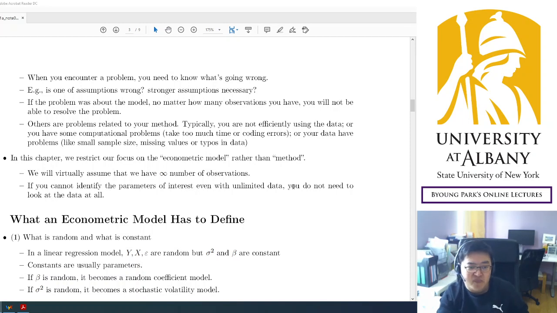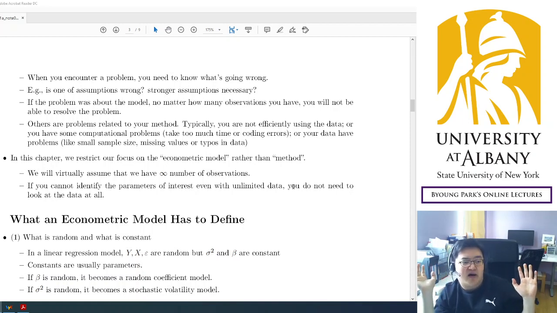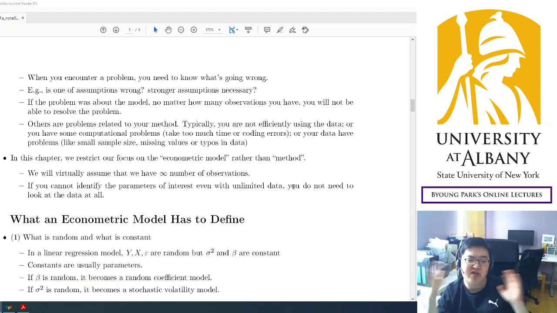So the econometric model is what we study in this chapter, and econometric methods, estimators, or hypothesis testing will be studied later. In other words, in this chapter where we study the econometric model, we don't care about data. We assume that the data have no problem. Conceptually, we will assume that we can have as much data as we want, say an infinite amount of data.